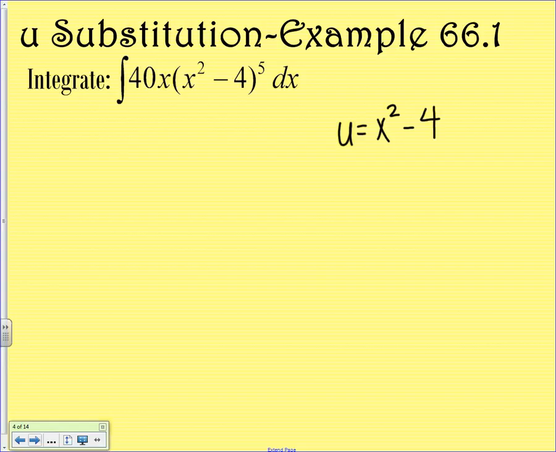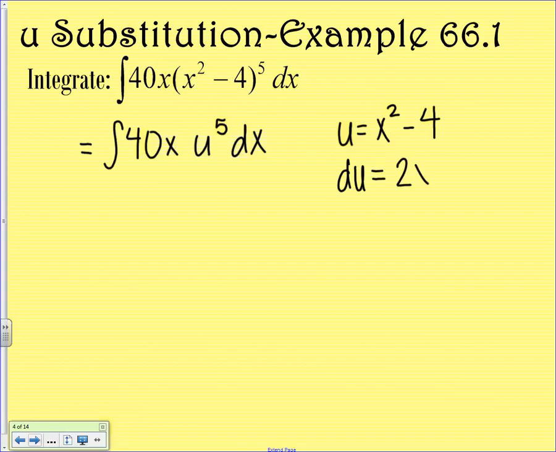And so if we plug in a u, we would make it u to the 5th. And so now we've got a u to the 5th instead of an x squared minus 4 to the 5th. So we take our du, and that gives us 2x dx, because the differential of x squared minus 4 is just 2x dx.